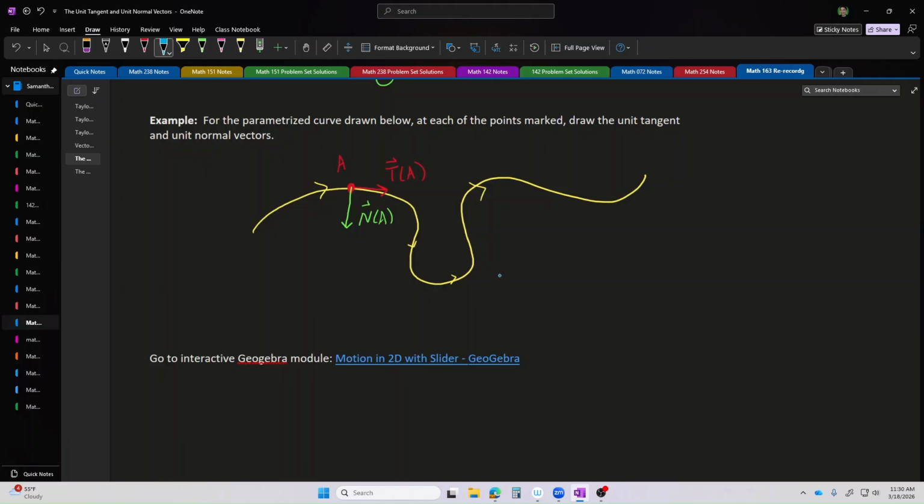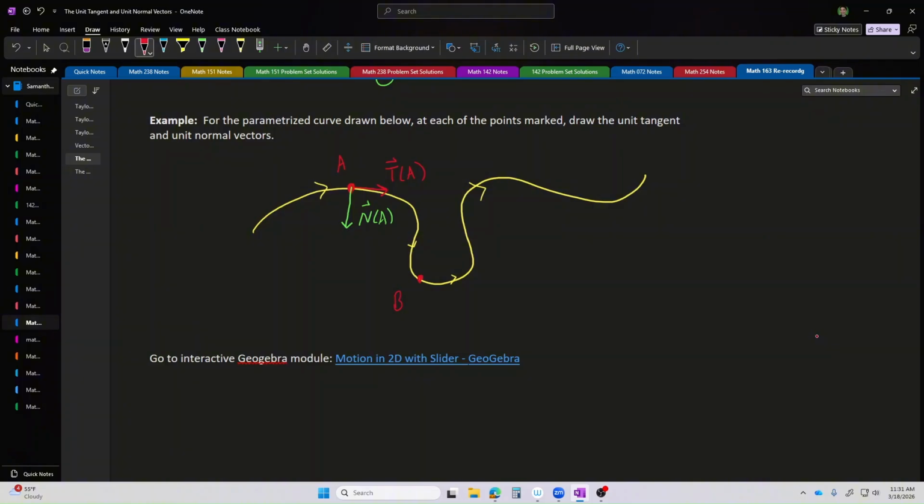Now you may have noticed that I have drawn the unit normal vector perfectly perpendicular to T, at a right angle to the unit tangent vector. That is a property of the unit normal vector, that N is always perpendicular to T, and we will explore that and prove it later on in this video.